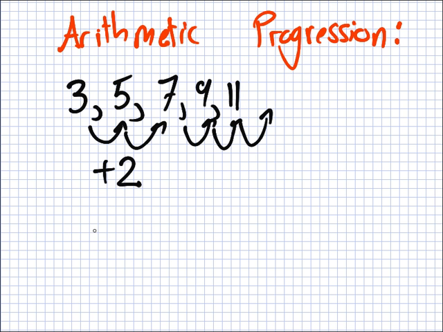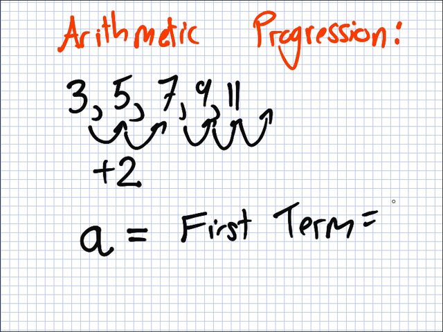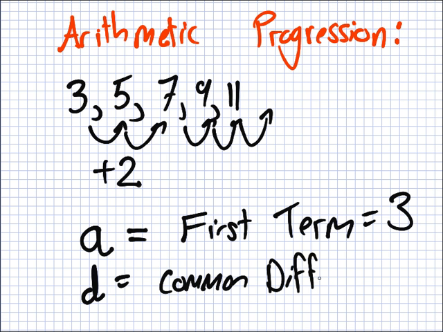So a few definitions here. A is the letter we use for the first term. And in this example, what would that be? 3. And D is what's called the common difference, which in this example is 2. Okay. Now, before I continue, we'll have to do some formulas for this. Yeah. Okay, can I scroll down? Yeah.